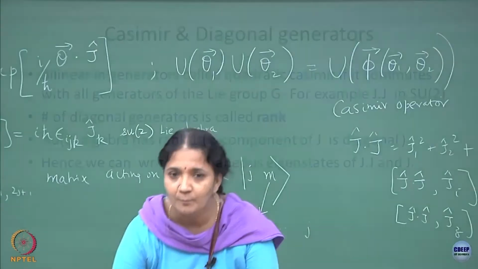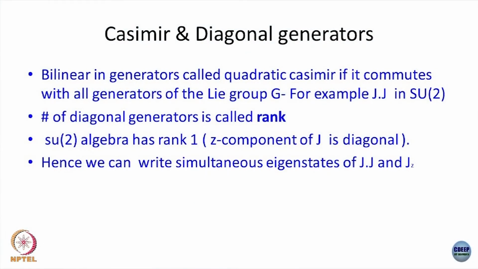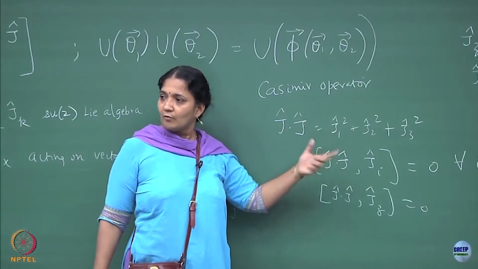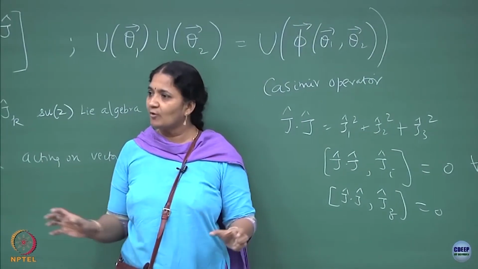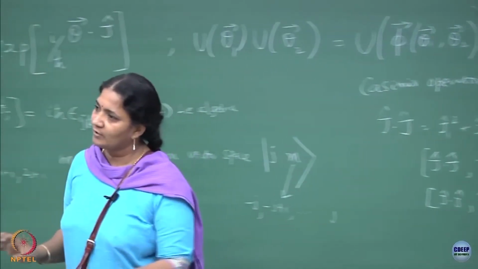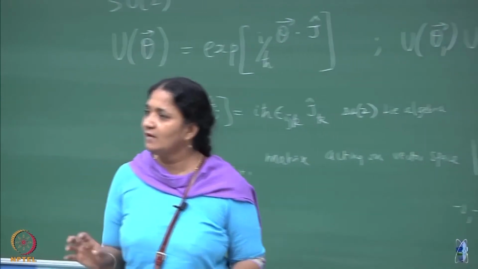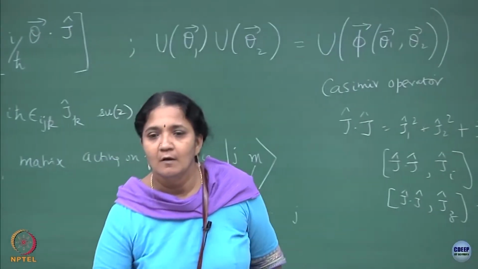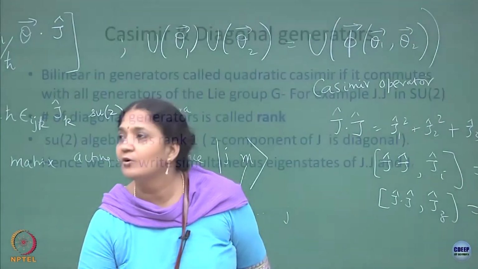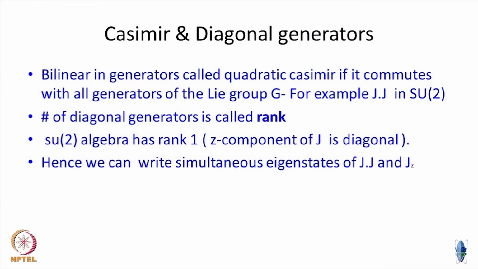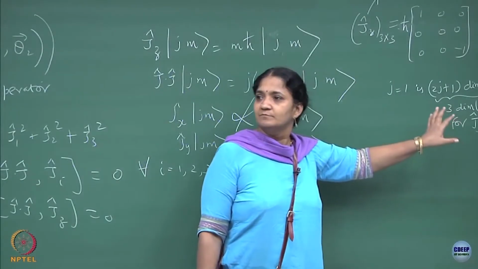Is that clear? So, bilinear in generators. Bilinear means product of two linear operators. Take a product of two linear operators, quadratic. This is the quadratic Casimir. Is that clear? For example, J dot J. In every group, you will have a set of matrix representations for the generators which will be diagonal.